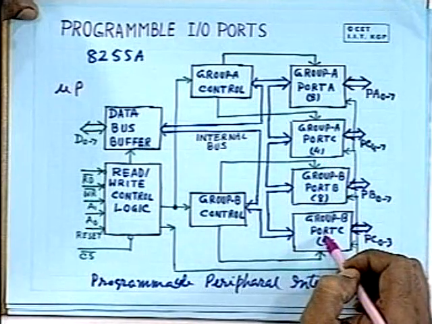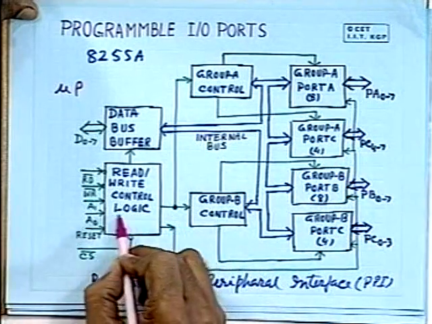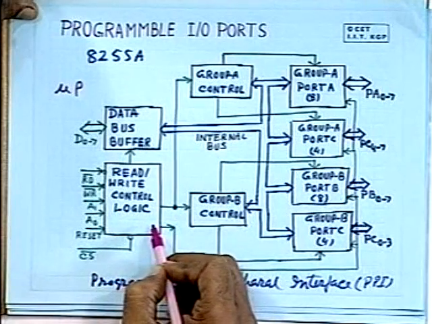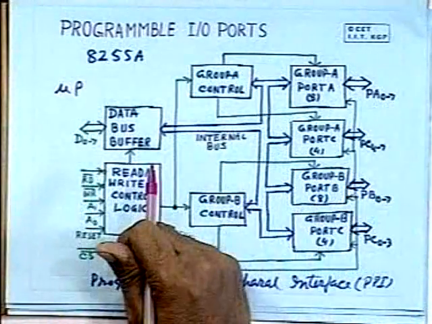So, three 8-bit ports, and also there is a control register, with the help of which the operation of this programmable device can be configured and controlled. The control registers play a very key role in programmable input output devices, because by changing the data stored in these control registers, the operation of the device can be changed. That means the chip can be configured for different modes of operation by writing a suitable value into the control register.